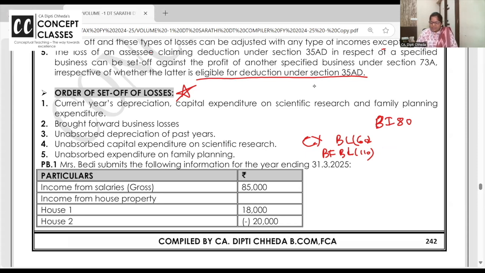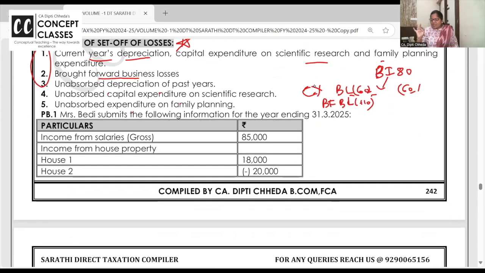Is it allowed like that? No. They will say from the business income, set off the current year's depreciation, scientific research, family planning and all current years first. Then the brought forward business loss, then the unabsorbed depreciation or family planning and all if you have not claimed earlier for the earlier years. The gist of this, if you remember this much for the exam, it will be clear. Current year's depreciation and expenses charged first, brought forward loss, and then the unabsorbed depreciation of earlier years. Okay, right. That's all for set off and carry forward of losses, just revision.